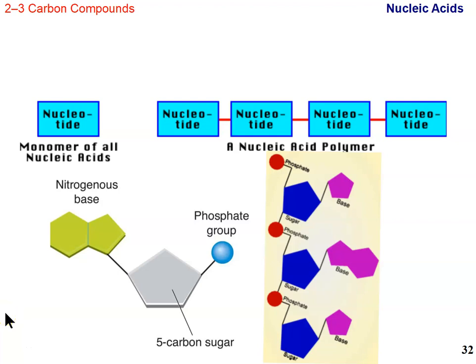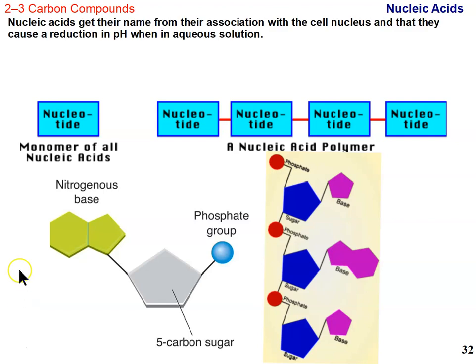Okay, we've looked at carbohydrates and lipids, and now we're going to look at nucleic acids and proteins. There's a close relationship between nucleic acids and proteins, as you'll see. That's why we're going to look at them together over the next 5 slides.